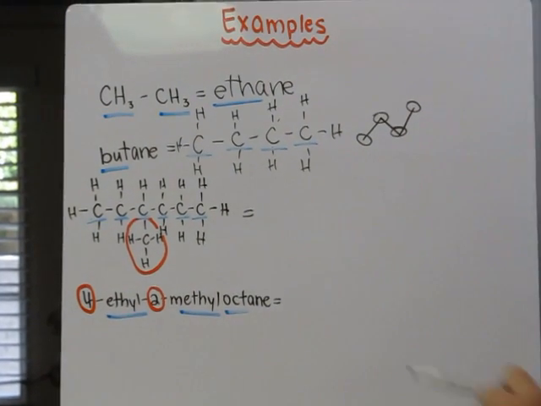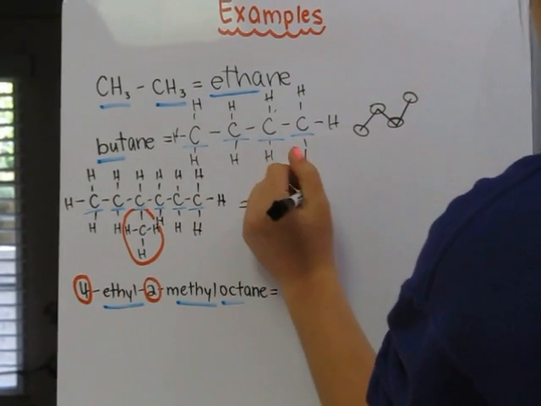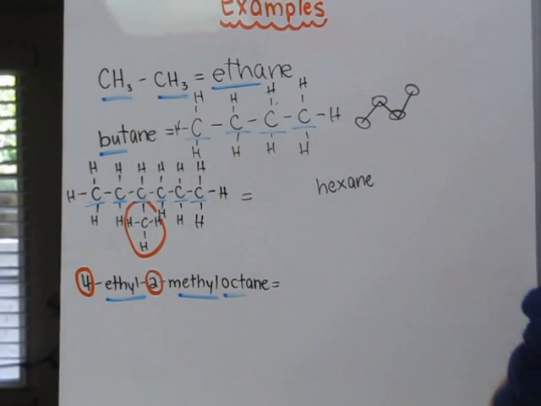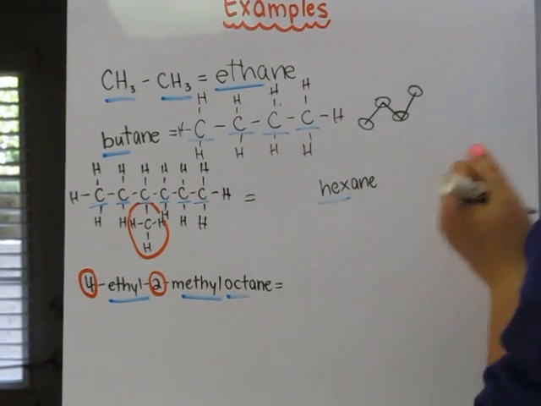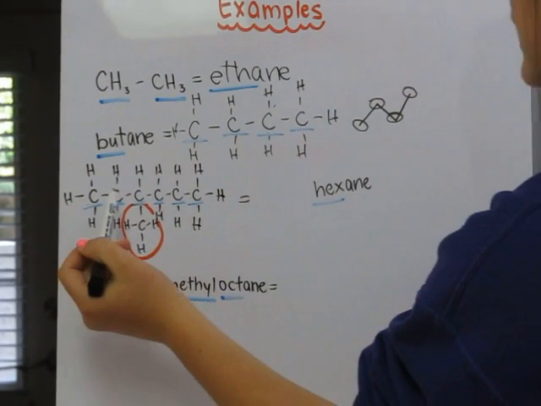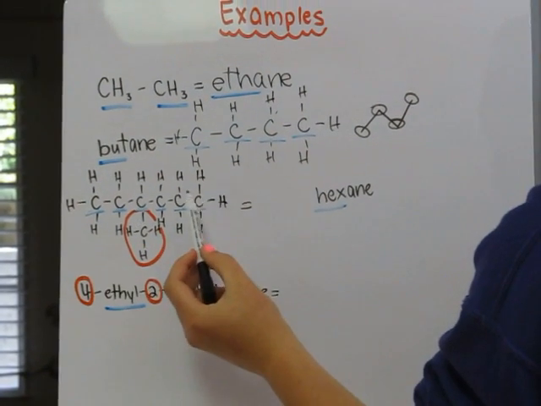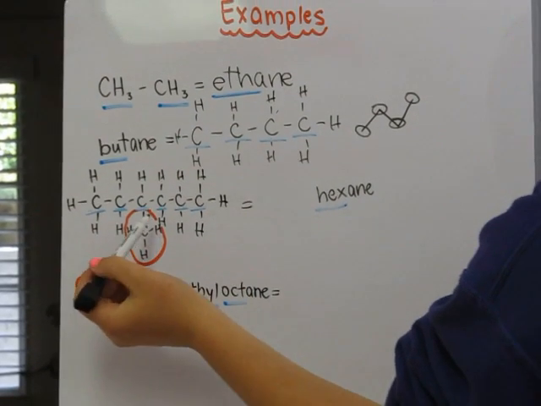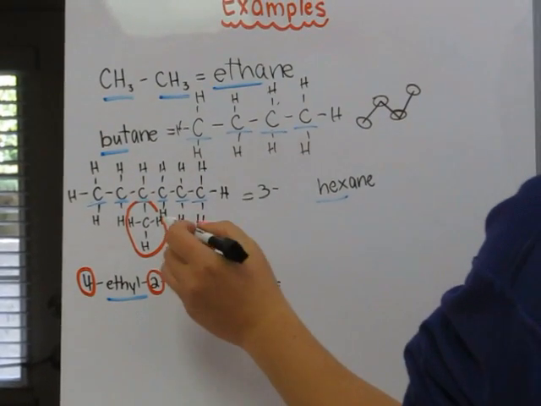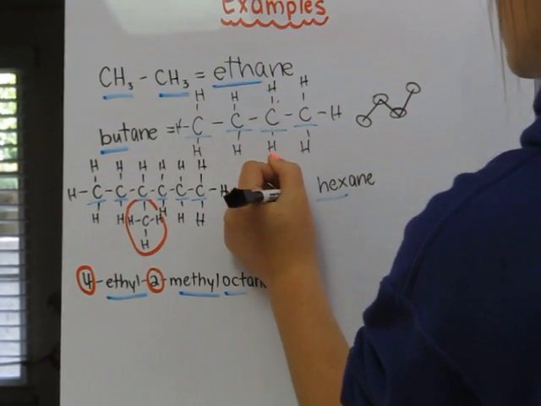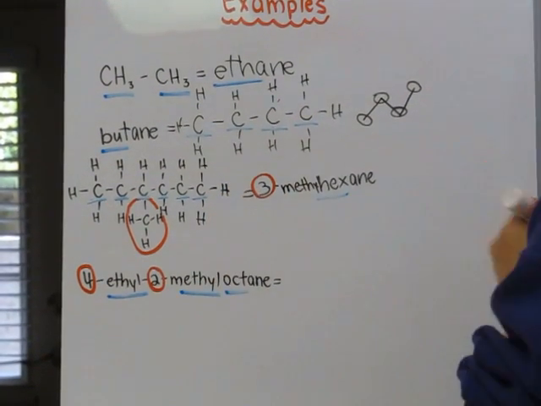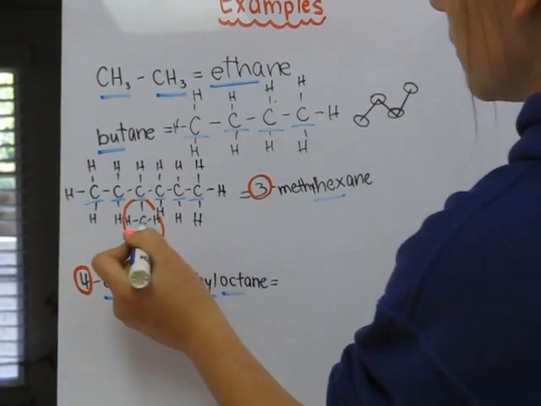Our next example has 6 carbons. So we know right away that it will be hexane, using the prefix hex because of 6. And then we look at the position of our branch. Because our branch is on the first, second, third carbon, or from this side it'd be 1, 2, 3, 4. So we're going to go from the left because that gives us a smaller number. We write 3, and we have 1 carbon, so it's methyl.